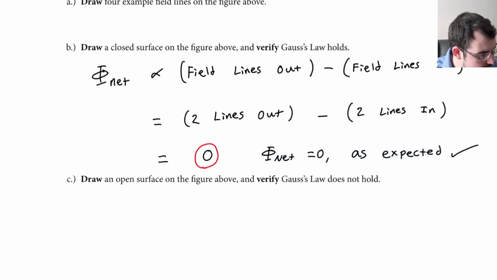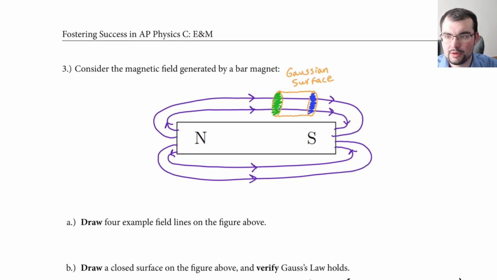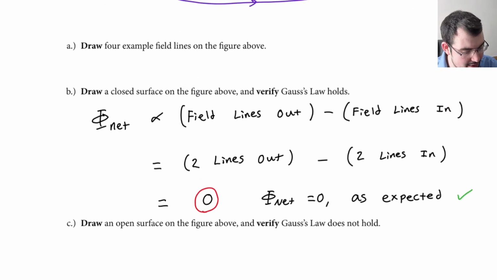Because since these field lines form closed loops, they can't just vanish inside the surface. They have to pop back out somewhere. Now, I know we didn't really do this precisely. This is more of a qualitative example. So let's draw an open surface and verify that this does not follow the rule.